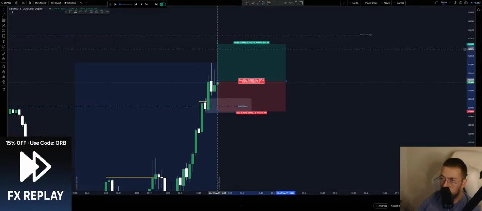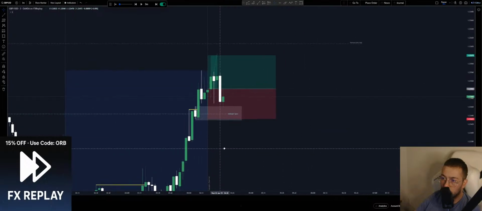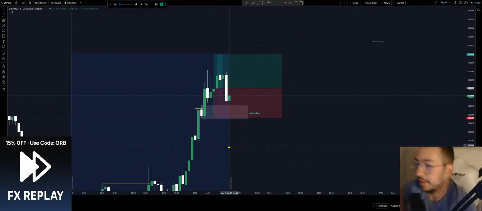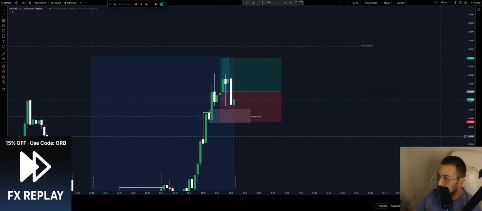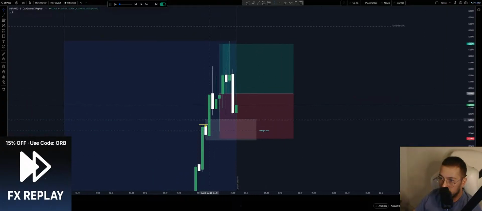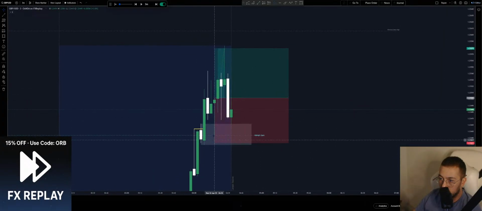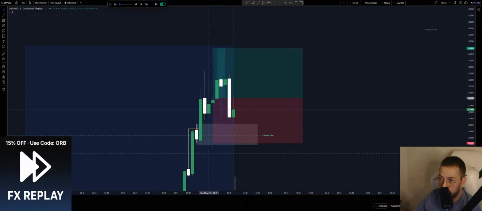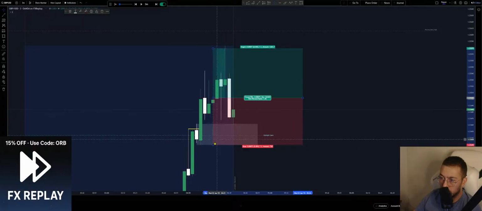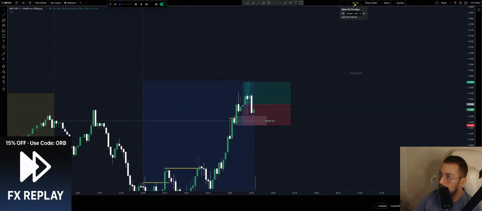Stop order. 1-to-1. Look how clean this is. It is so clean. Price retested the demand zone with a beautiful clean rejection. Stop order here. Stop loss, actually it's here. Yeah, it's still 1-to-1. Stop loss at the end of the zone. Our entry engaged. Boom, TP hit. Okay.